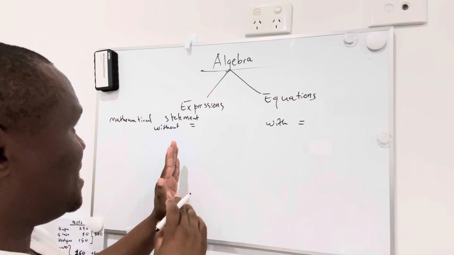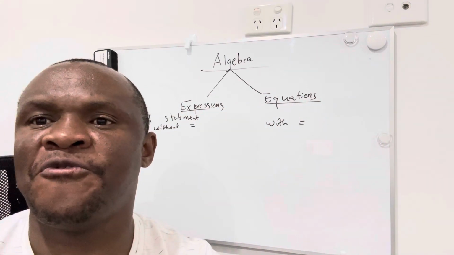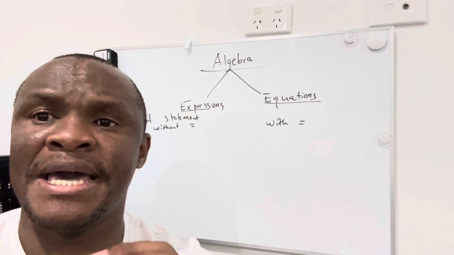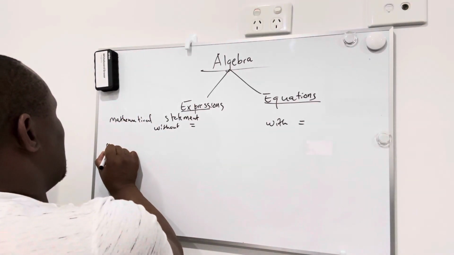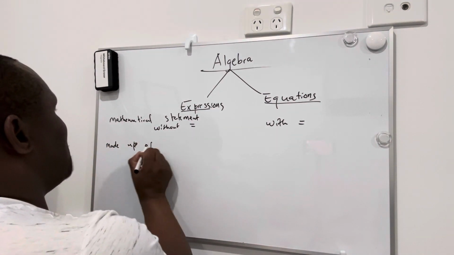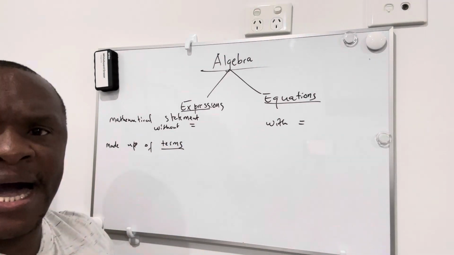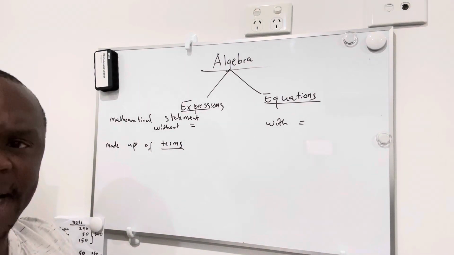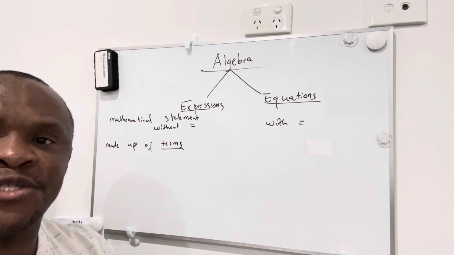Both equation and expression are made up of what you call terms. They are made up of terms. So the interesting thing in this lesson is going to be a term.